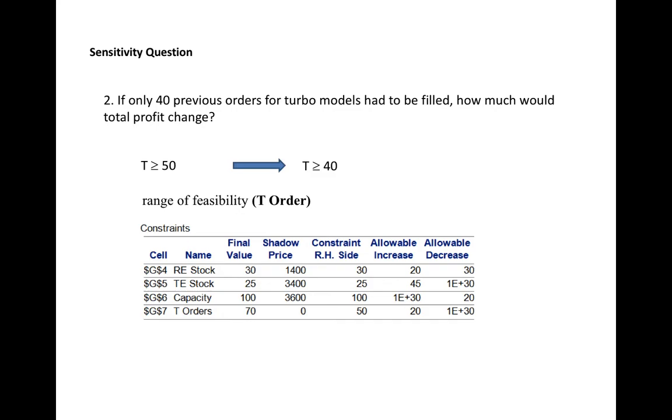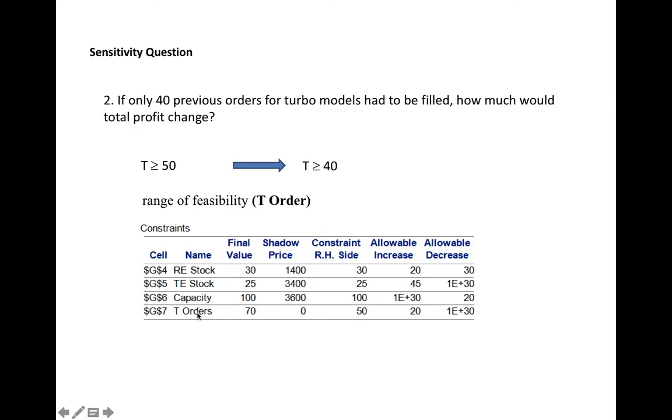Here is the second problem. If only 40 previous orders for turbo models had to be filled, how much would total profit change? This is about the right-hand side of my T order constraint, and the right-hand side is decreased by 10. Then I say this is the range of feasibility of my T order constraint.